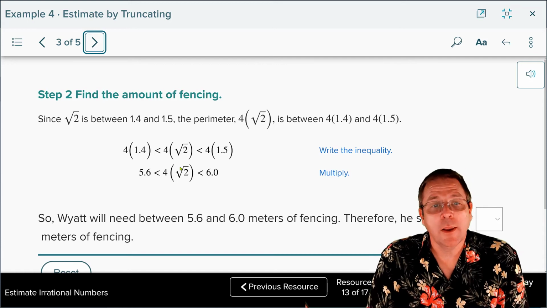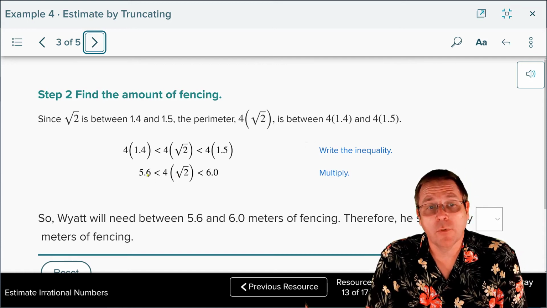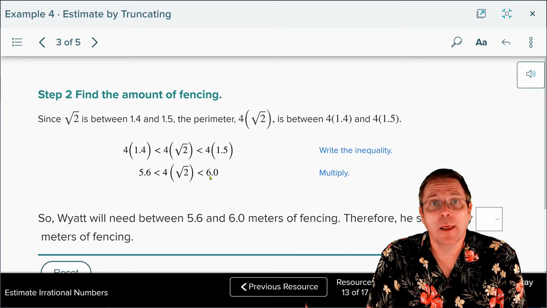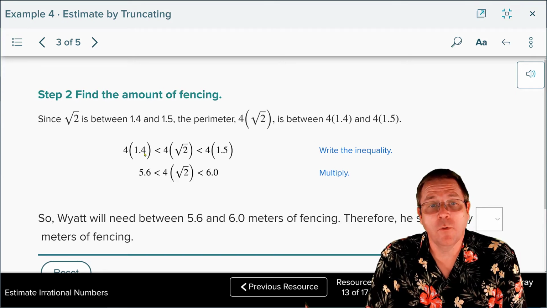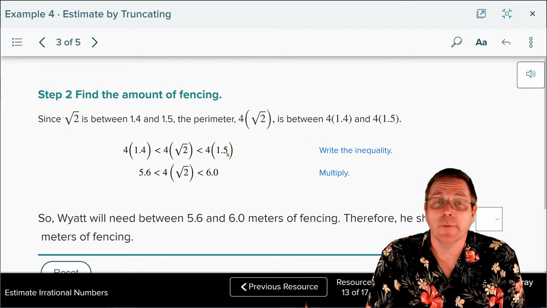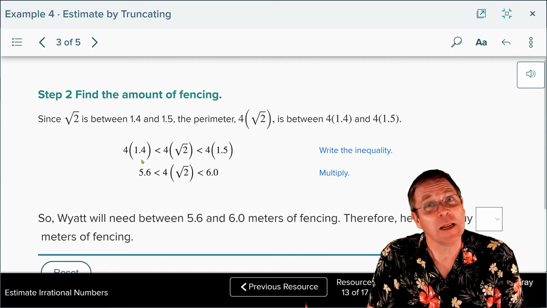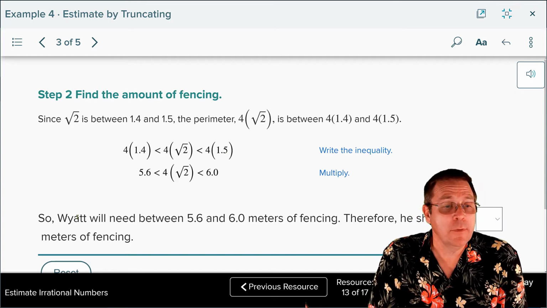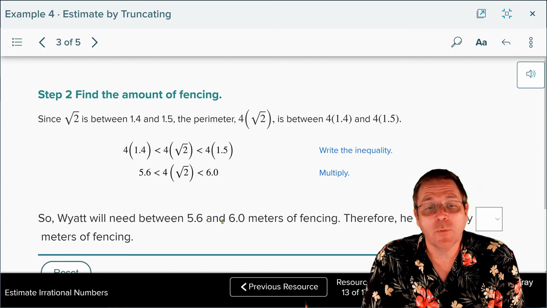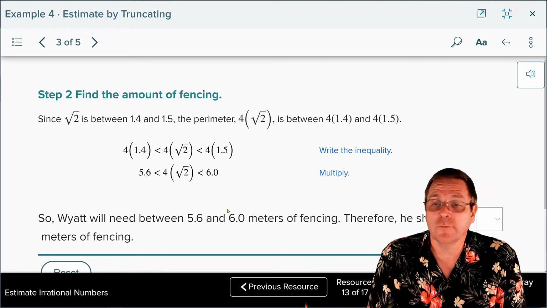So you could say 4 times the square root of 2 is going to be greater than 5.6, but it's going to be less than 6.0. And they came up with these numbers once again. They truncated to the 1.4, and then it was going to be between 1.4 and 1.5. Now remember, it was pretty close to 1.41, I think was the next number, so it's pretty dang close to 1.4. But it says, therefore, he will need to buy between 5.6 and 6 meters of fence.